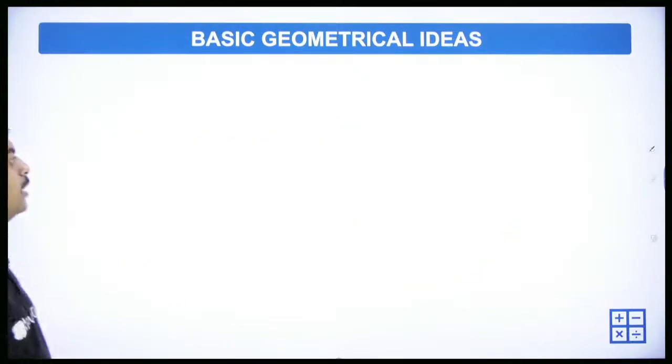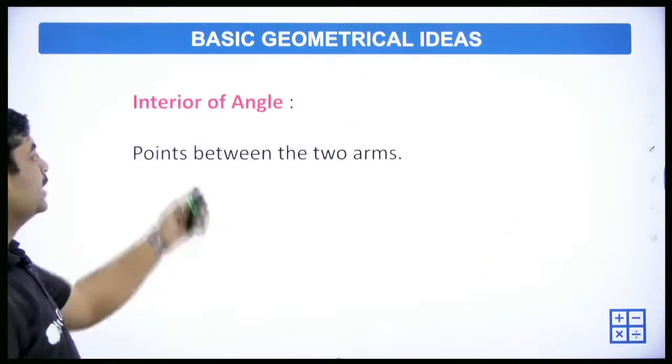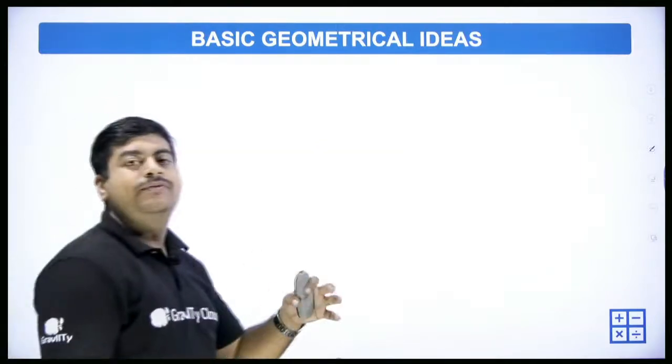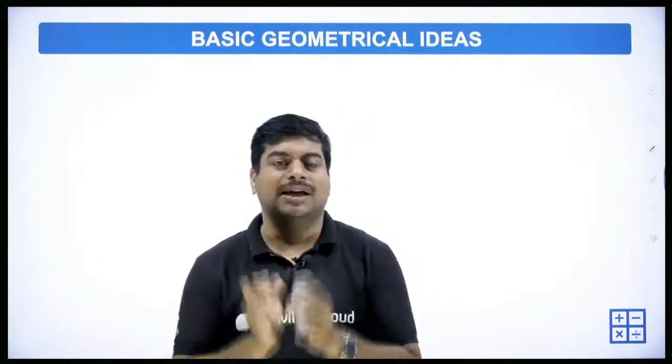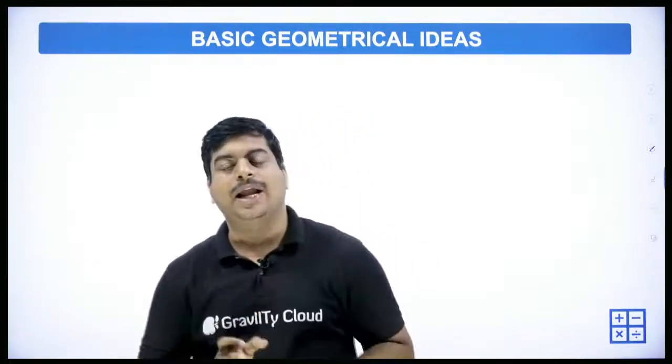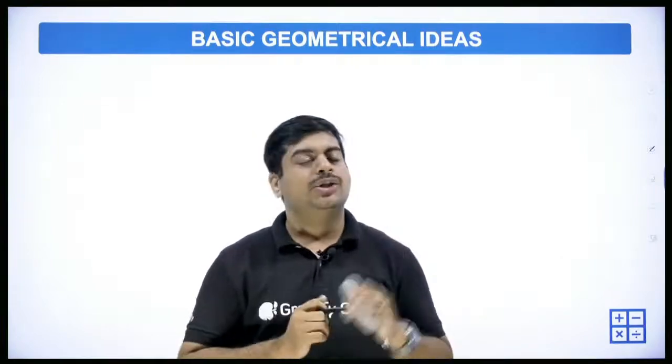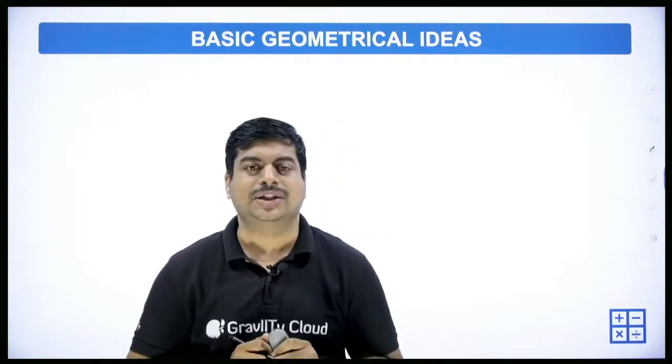So what else are we going to learn today? The remaining things: what is the interior of an angle, what is the exterior of an angle. All these things we are going to learn in the next lecture, about angles and circles and different parameters of circles like radius, circumference, diameter. So all these we are going to cover in the next lecture, right?